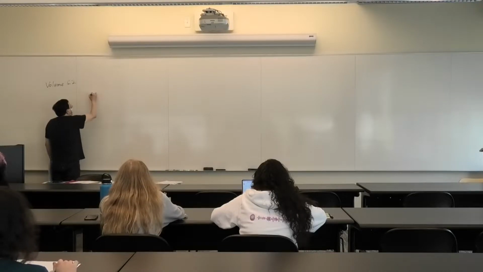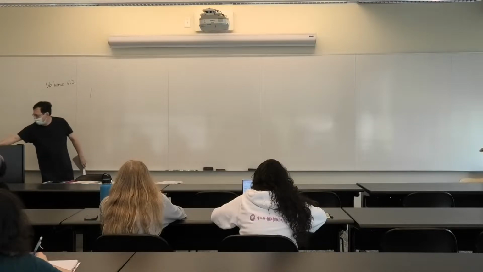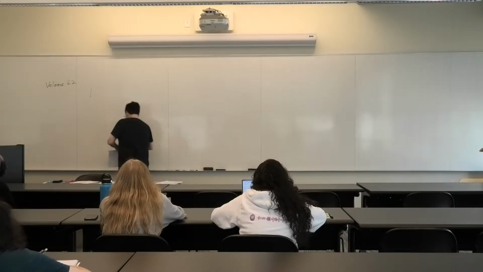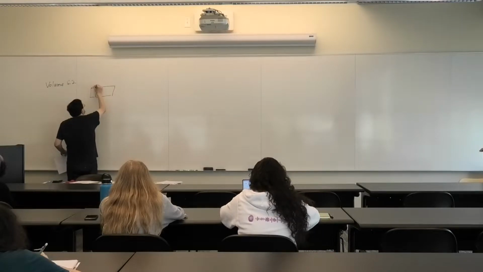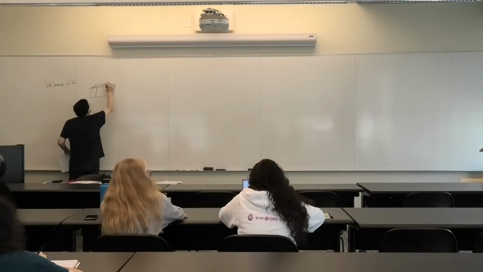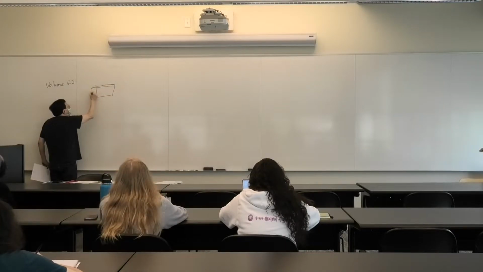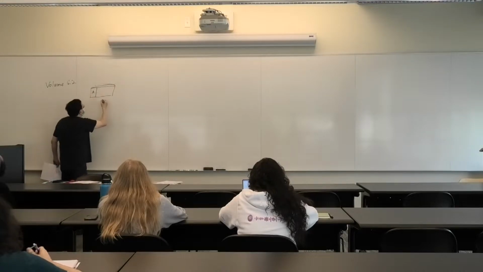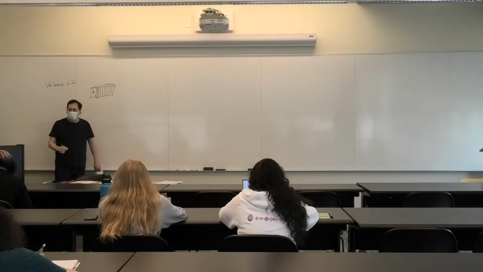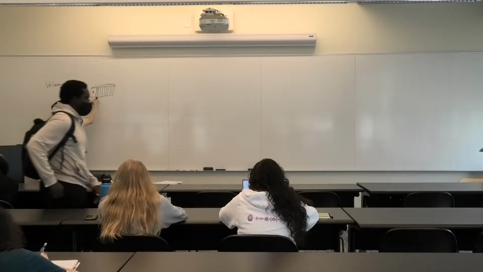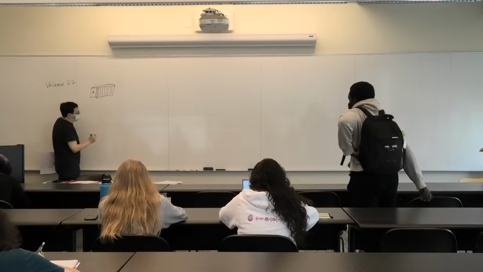If you had some kind of solid, and you know the area of a cross section, you could break this up into slices, lots of tiny slices, and each of these slices would have some small volume, so you can just multiply here, but integrate.